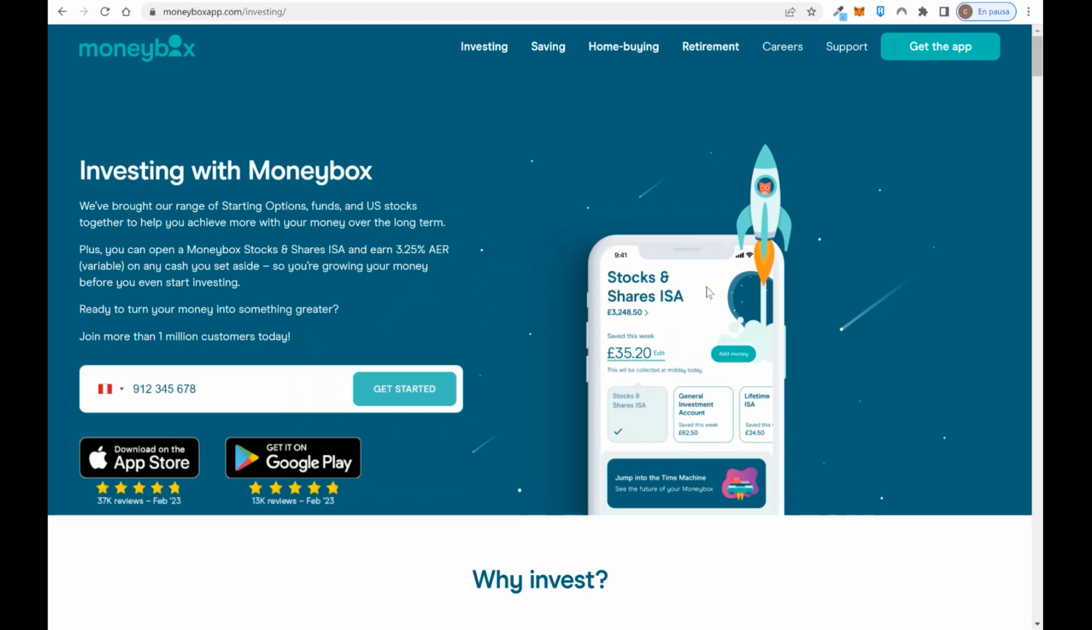Today we are going to analyze another broker that gives you the possibility to invest in different types of assets, for example, funds or US stocks in a simple way. So if you don't have any knowledge, if you are a beginner, this alternative could be useful for you.